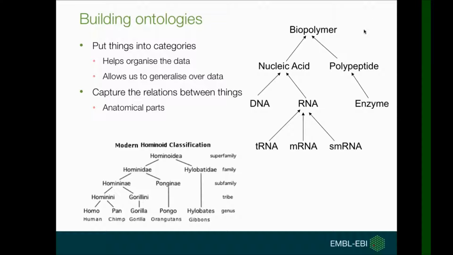Ontologies also allow us to capture the relationships between things. So typically we organize our terms into hierarchies of types or parent-child type relationships, but there are other types of relationships that can hold between concepts. So a good example would be to think of anatomy and how anatomical parts are related through partonomy relationships.